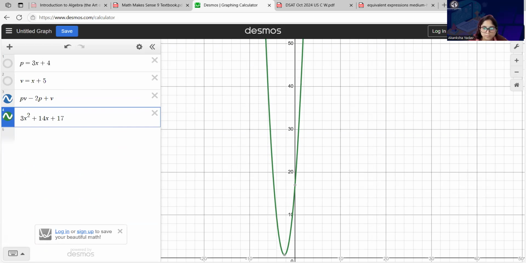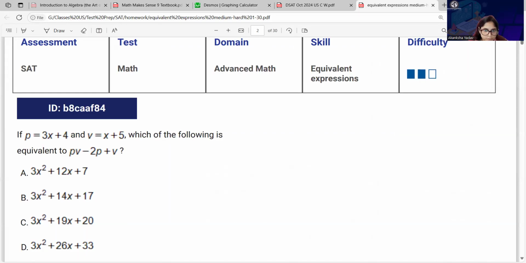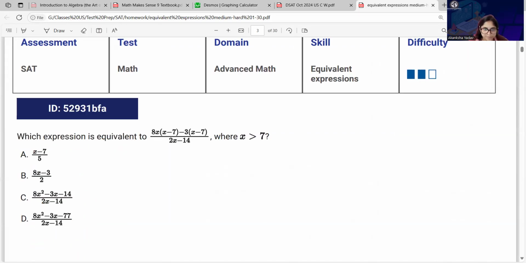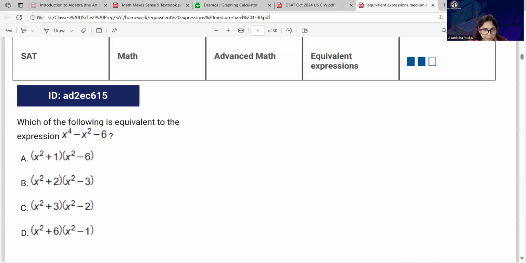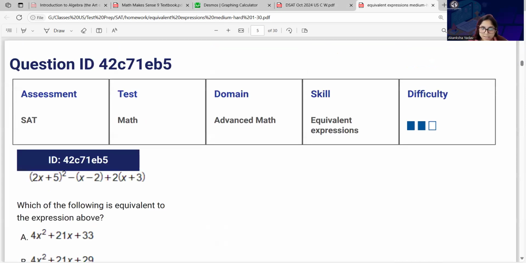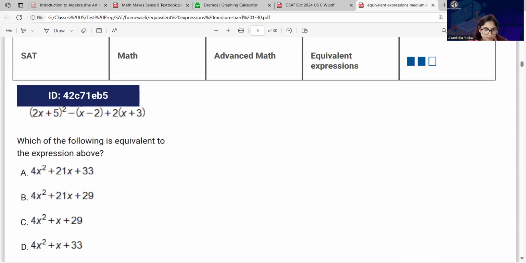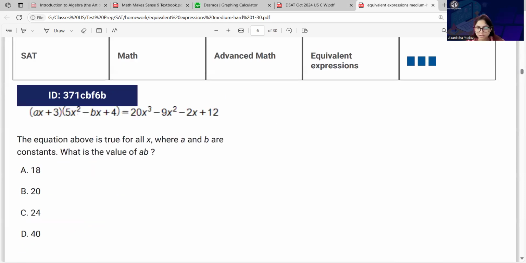Same thing over here. You only have one variable, you write this equation, you compare with the graphs, you will get your answer. Same thing over here. Same thing over here. Now comes these kind of questions.